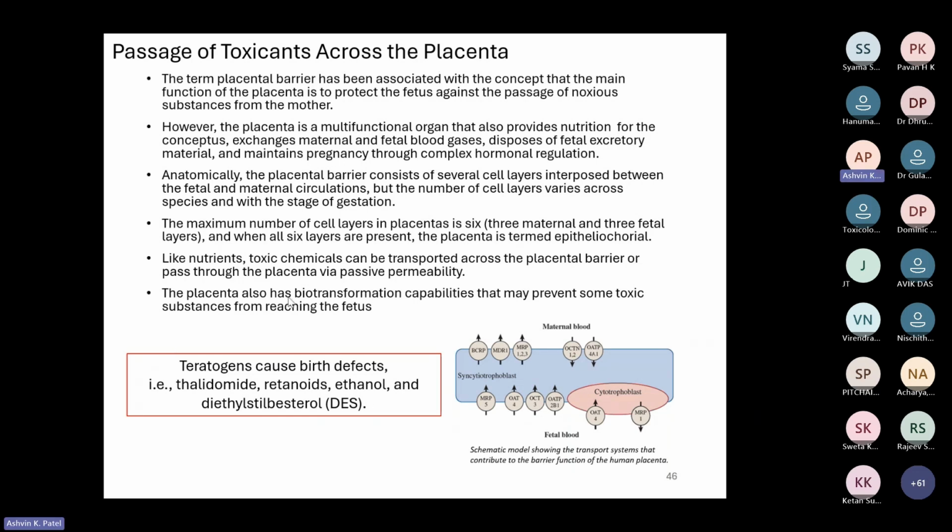Certain transporters are already available on the cytotrophoblast, which acts as a progenitor of the syncytiotrophoblast. Most of the transporters are available in the syncytiotrophoblast and a few are available on the cytotrophoblast, which are important for the distribution of drugs.